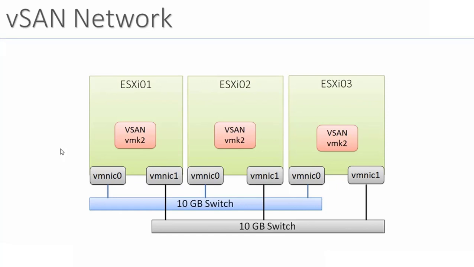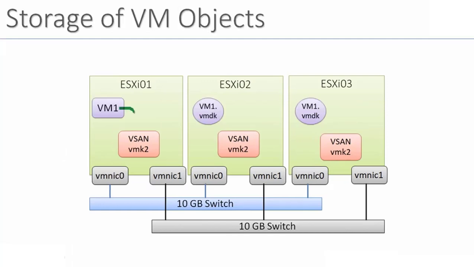At the same time, in each host we have two physical network cards, labeled VMNIC 0 and VMNIC 1. So the configuration of these three hosts is similar, and these LAN cards are attached to a separate network with the help of a 10G switch. Now we can see how we install a machine in the scenario of vSAN.